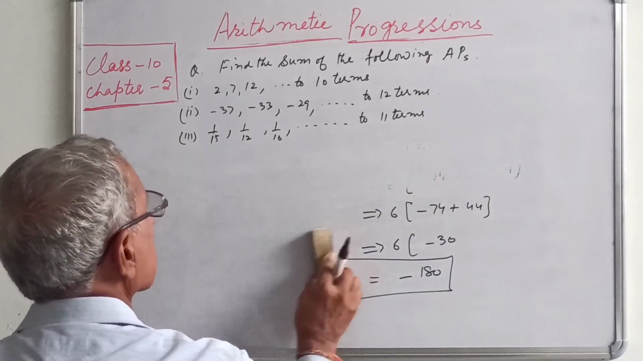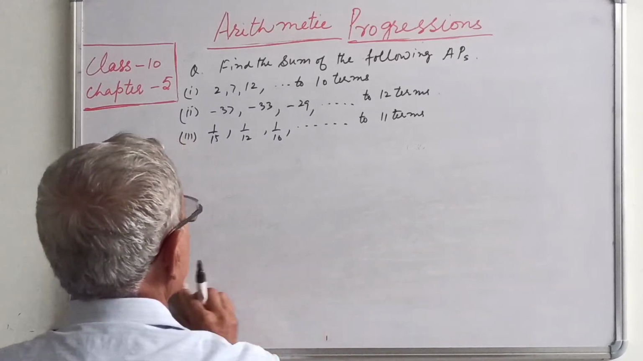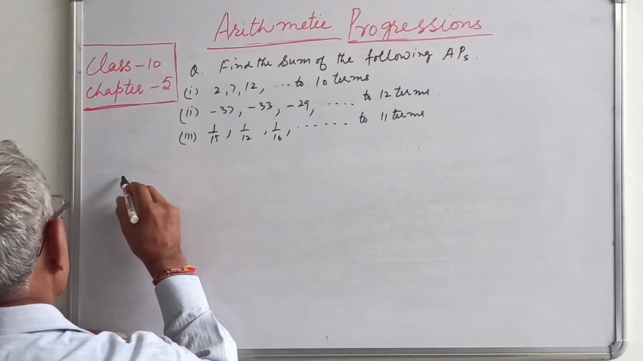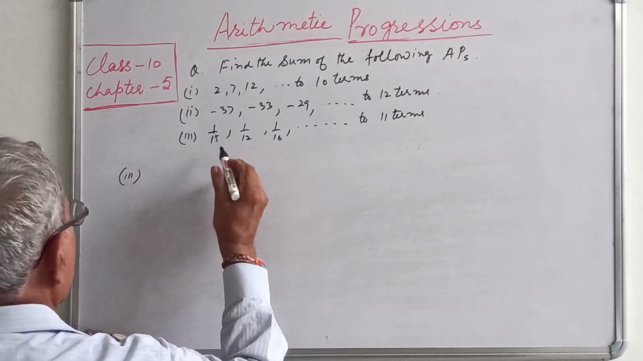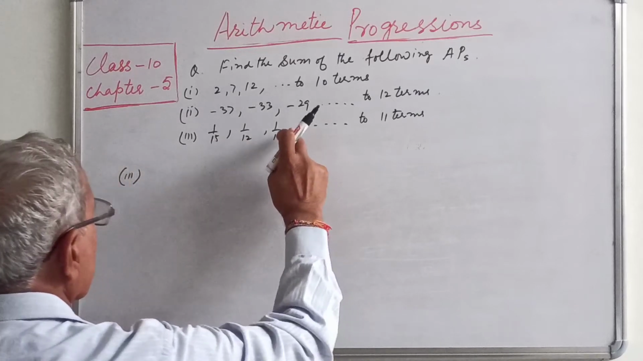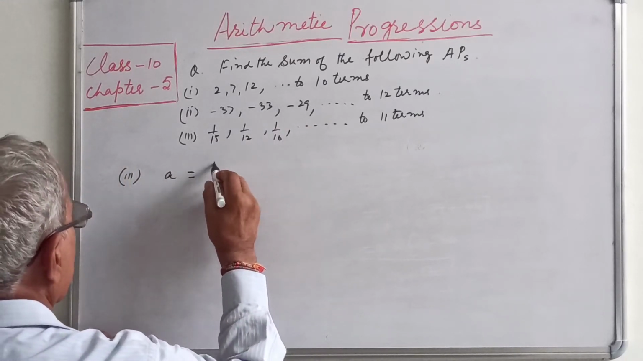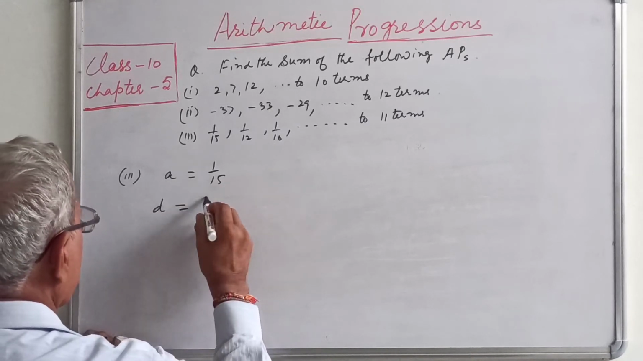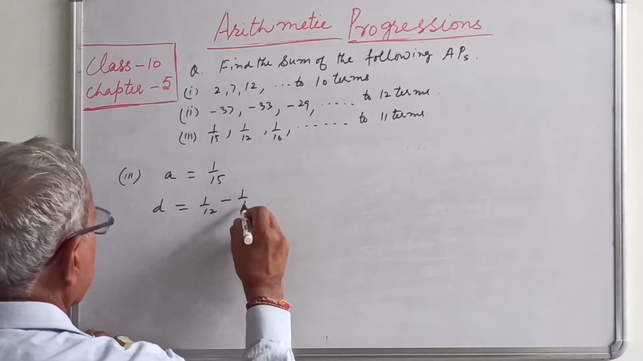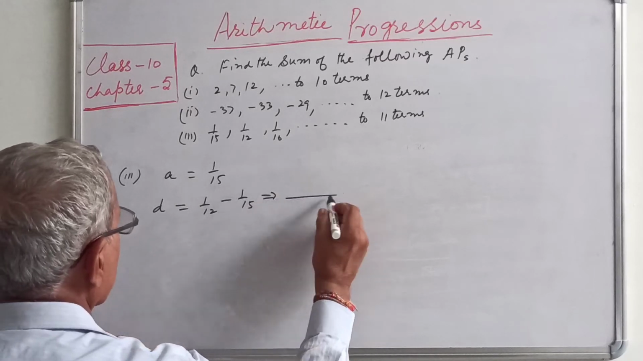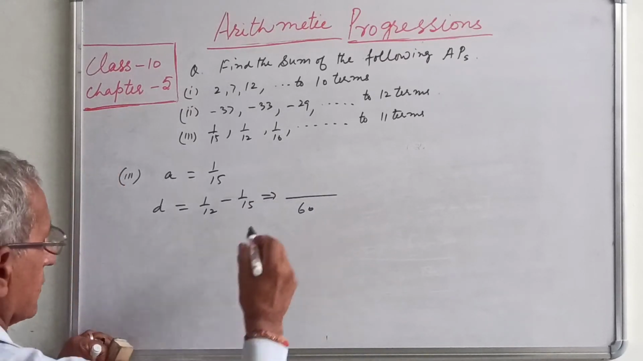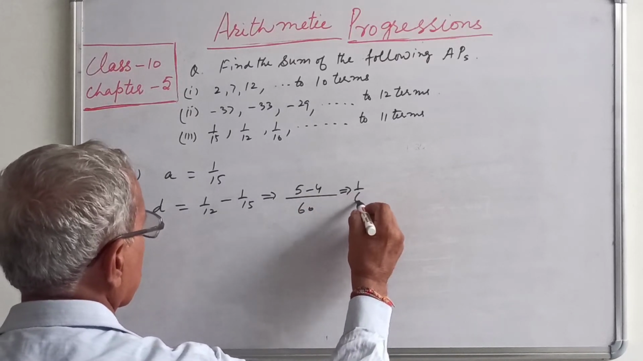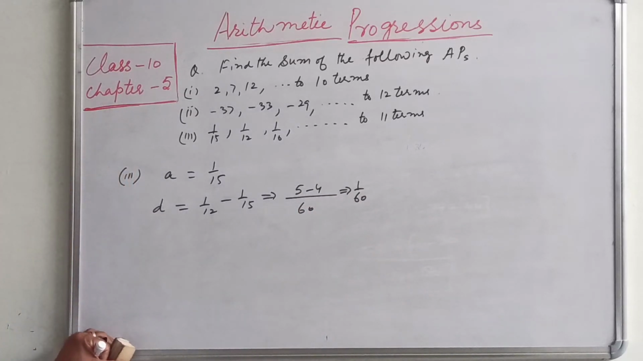Next part. The third AP is 1 upon 15, 1 upon 12, 1 upon 10. So A here is 1 upon 15. So D will be 1 upon 12 minus 1 upon 15. So LCM is 60. So 5 minus 4, 1 upon 60. So D is 1 upon 60.